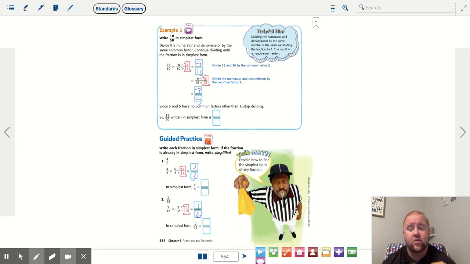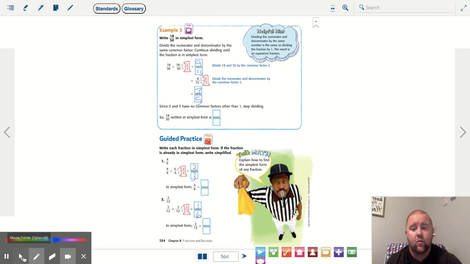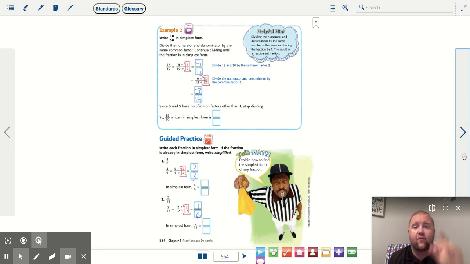All right, so again, the biggest idea is that you make sure you are dividing the numerator and the denominator by the same number. Okay, it has to be the same number. It could be the greatest common factor, or it could just be any factor until you cannot divide them by the same thing anymore. So we're going to move on to a little bit of practice for you.